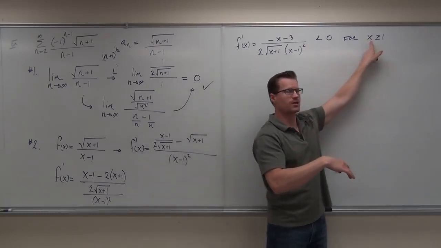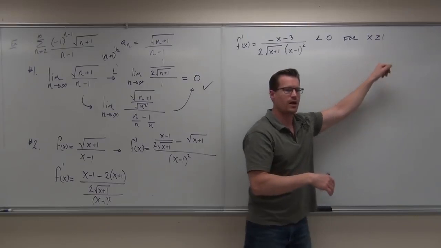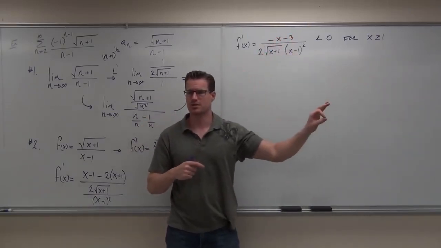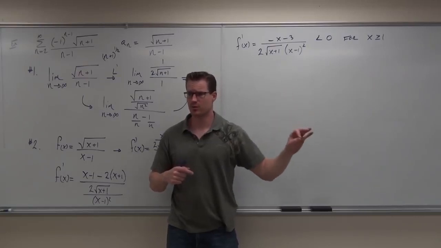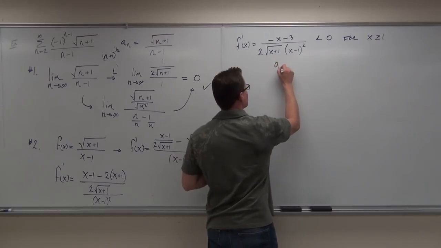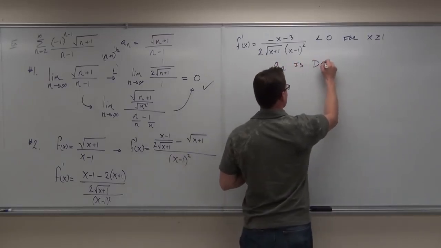Since it's decreasing for every x greater than or equal to 1, that means that because a sequence fits in here, the sequence is also decreasing for every n greater than or equal to 1. Show of hands if you understand that concept. Therefore, this says a sub n is decreasing.